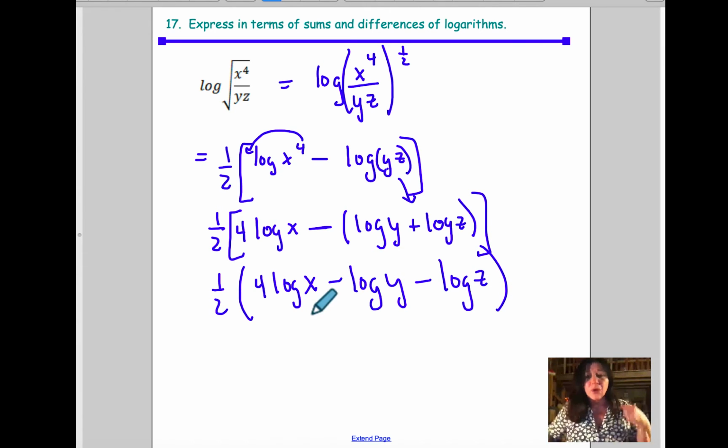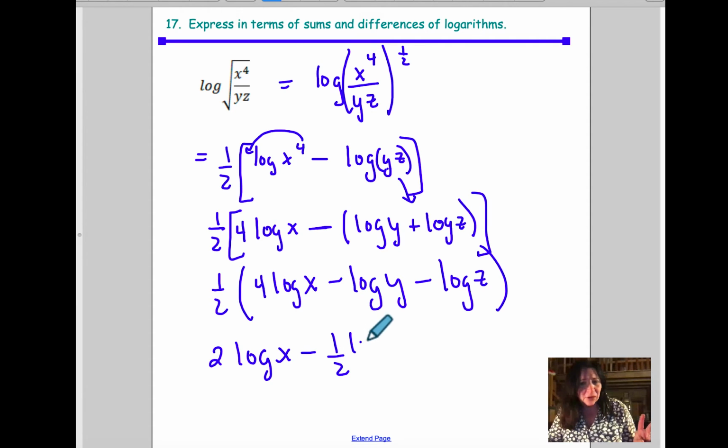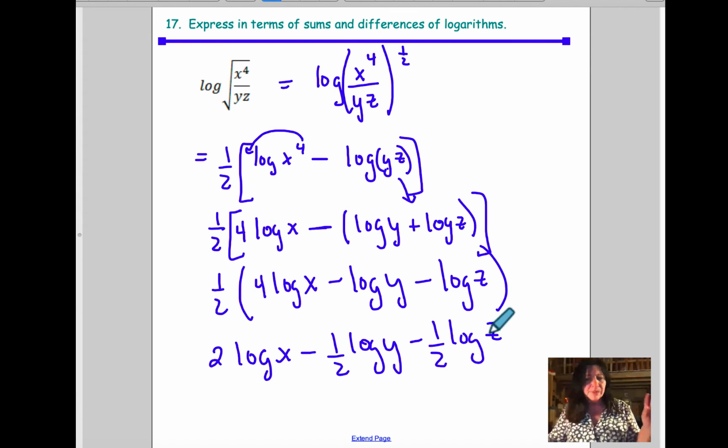And so now, lastly, I'm going to take this 1/2 and distribute it, and it goes in the front. So that's 1/2 of 4, which is going to be 2. So I have 2 log base 10 of x minus 1/2 log base 10 of y minus 1/2 log base 10 of z. That's my answer.